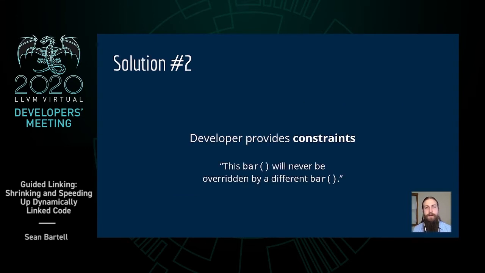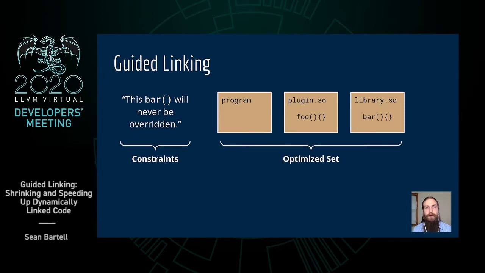Our solution to this problem is for the developer to provide a list of constraints on the dynamic linking behavior of their code. For instance, they can use a constraint that says this definition of bar will never be overridden by a different definition in a different library. With that constraint, we can safely inline bar into its caller. So the inputs to guided linking are the optimized set, consisting of programs, shared libraries, and plugins in bitcode form, along with a list of constraints on what the dynamic linker will do.